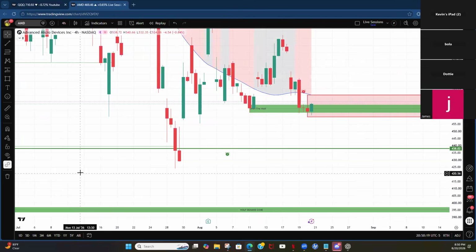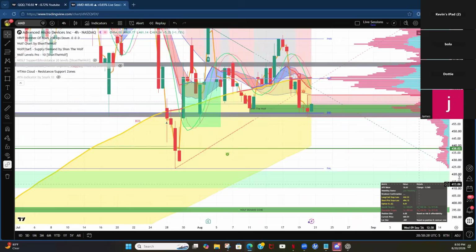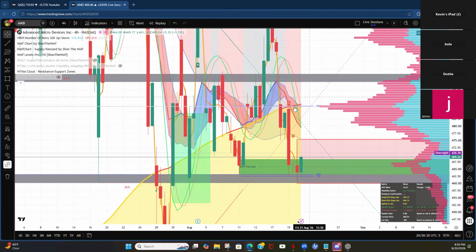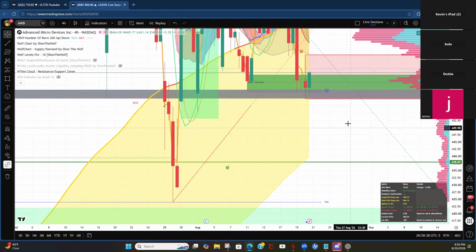At that red WTMA is crossing over in the flat cloud. Yeah, I think it's confirmed. And look right here. You see the cross, the 12 and the 200. This is your support, which aligns perfectly with the box.